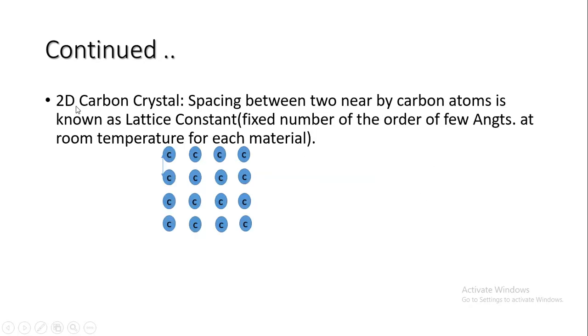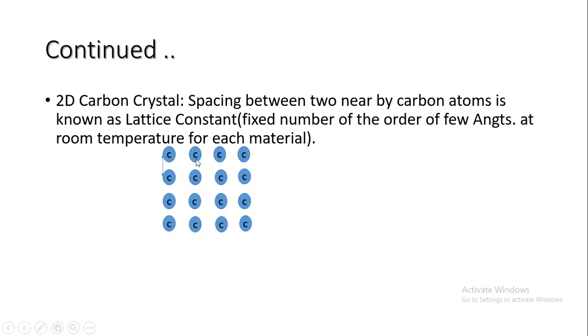So we will confine ourselves to understanding the carbon crystal. We will take a 2D crystal. Here you can see, guys, a 2D carbon crystal. The spacing between two nearby carbon atoms is known as the lattice constant. That is a fixed number, of the order of a few angstroms.